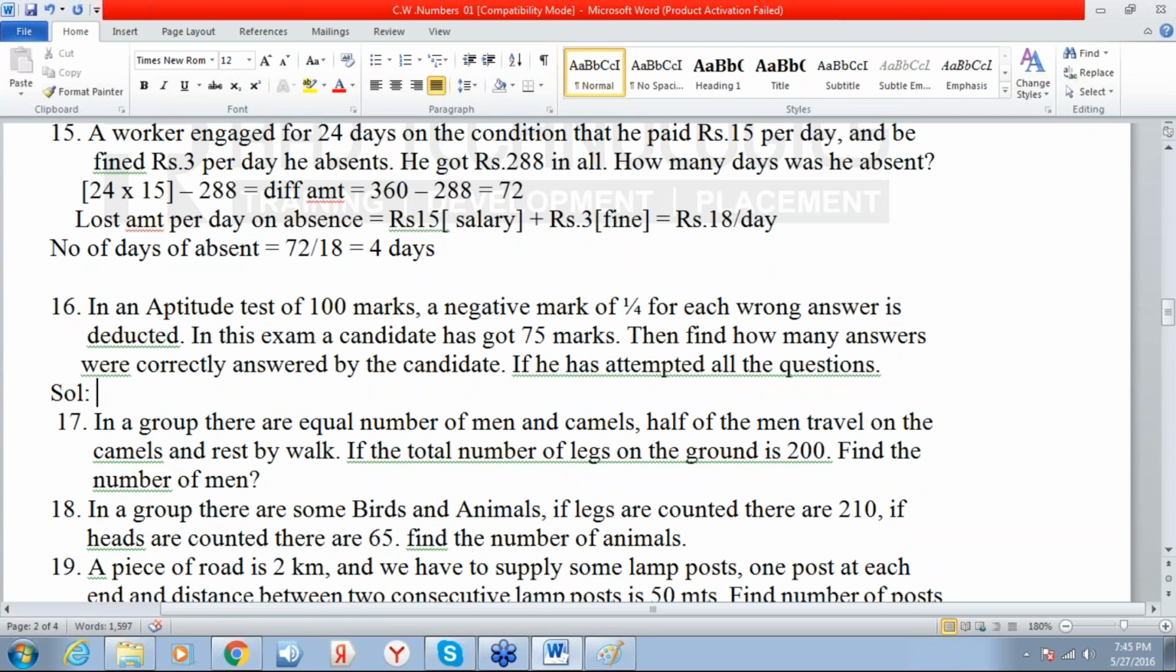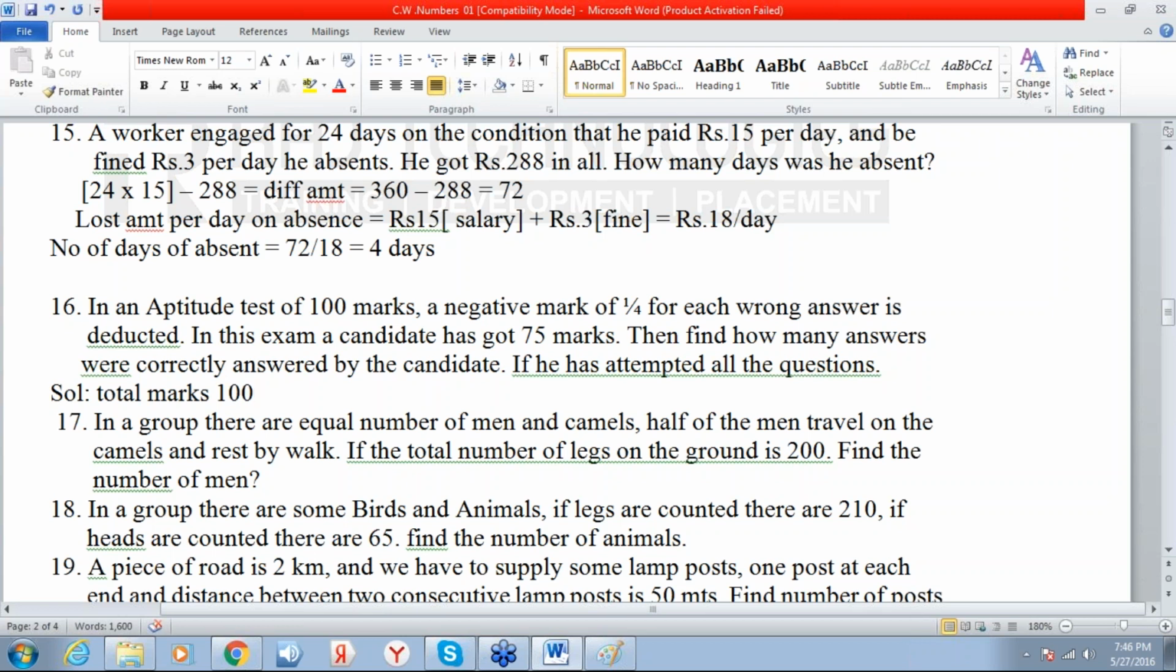In an aptitude test of 100 marks, a negative mark of 1/4 for each wrong answer is deducted. In this examination, a candidate has got 75 marks. Find how many questions were correctly answered by the candidate if he has attempted all the questions, and each question carries 1 mark. So what are the total marks? 100 maximum marks.